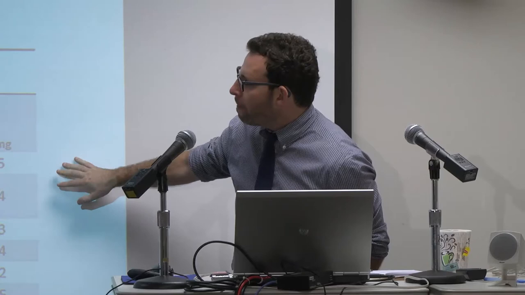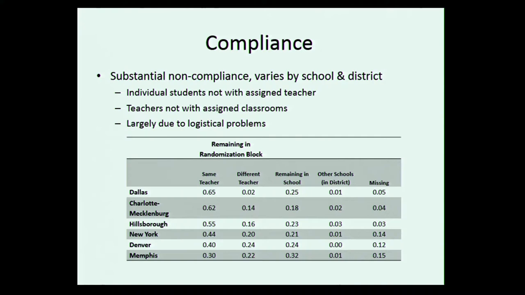And this is, again, from White and Rowan's user guide, and these are for grades 4 through 8, and they stack the math and ELA samples. So this is all kids in grades 4 through 8, right? And so you can see that in Dallas, 65% of the kids ended up with the teacher to whom they were assigned, or who was assigned to them. 2% ended up with a different teacher in that randomization block.